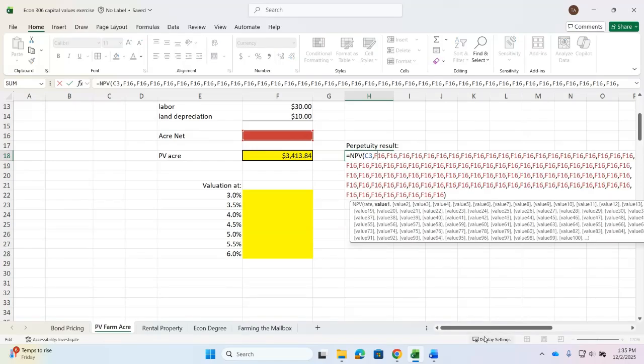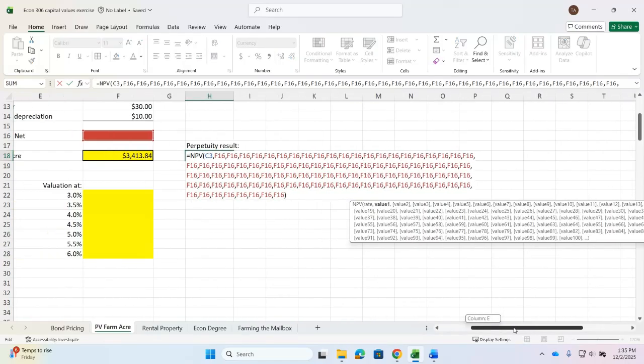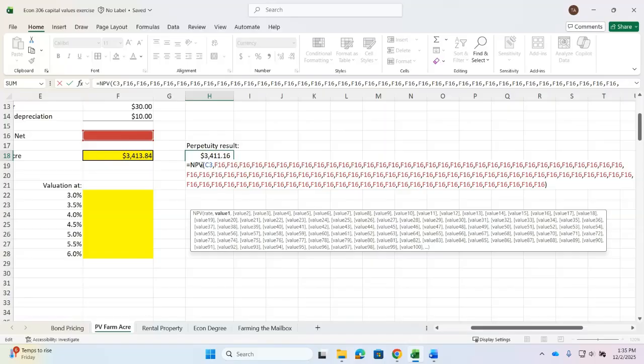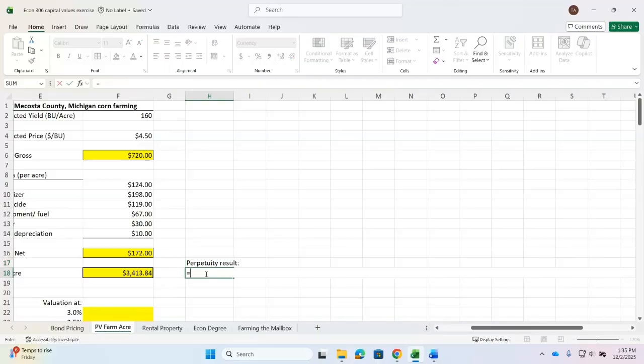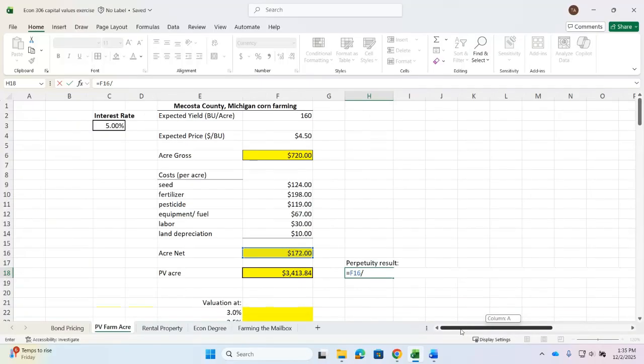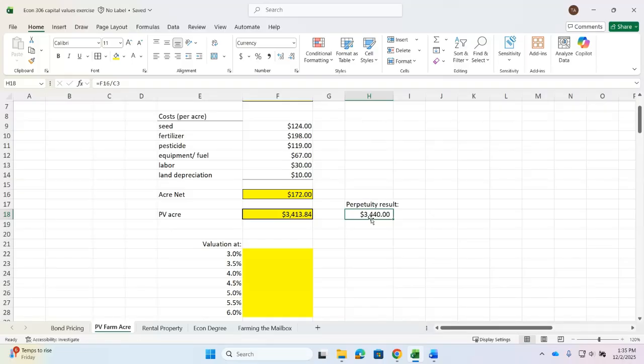I just wanted to show you, I did this as a perpetuity. Actually, a true perpetuity. I used the net present value function, but let me show you what a true perpetuity would look like. That would just take the net income and divide it by the interest rate. You don't have to do this in the assignment. I just want to show you. We're going to get pretty darn similar results. 3413 versus 3440. 3440, that's the exact same result I got by using an INPER of 1000, by the way.